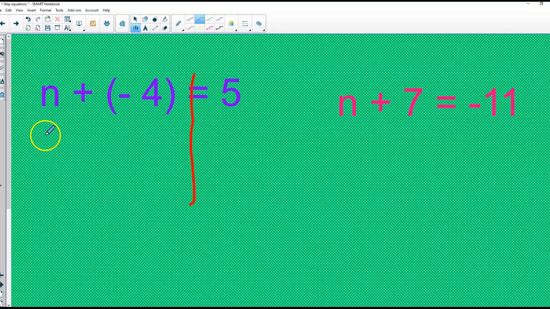Okay? So we need to figure out what n is that when added to negative 4 gives us 5. So we are going to use the opposite operation. It is showing us addition, so the opposite is subtraction. Okay? Do not change the value of this number. Sometimes people think they have to change this to its opposite too. No, just change the operation. So we are going to subtract a negative 4. That's the opposite. The only thing that has changed is we're using the opposite operation to move it over to the right. That's it.